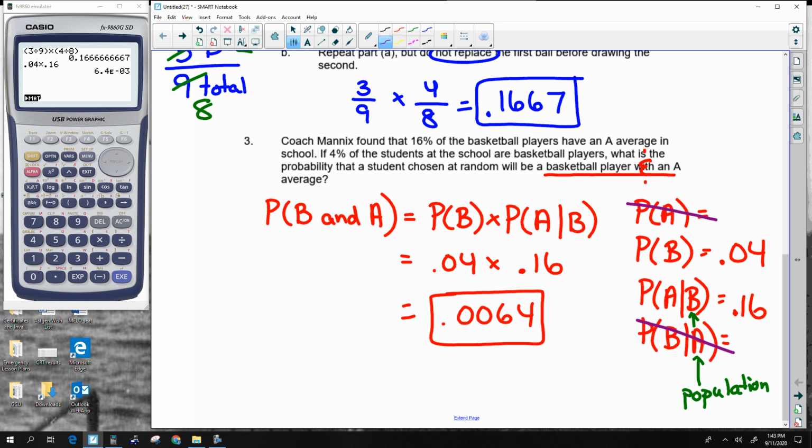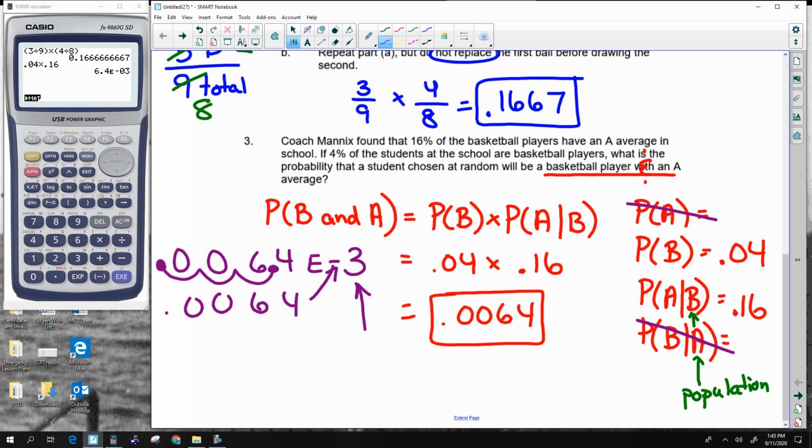Again, how to operate with this E answer. If you take a look at my calculator, it says 6.4 E to the negative 3. That means I am going to move my decimal place 3 places. And the negative means it's going to get smaller, not bigger. So smaller by 3 decimal movements. 1, 2, 3. So that's 0.0064.